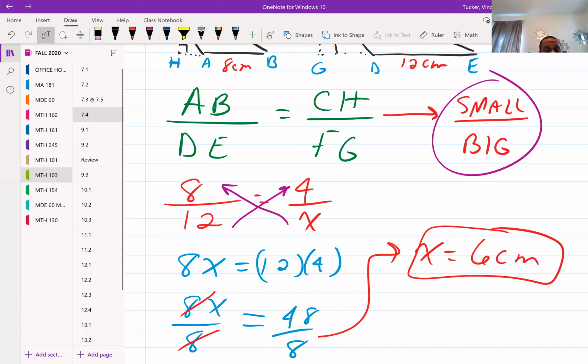And then we can solve for x by dividing by 8. And x will be equal to 6.